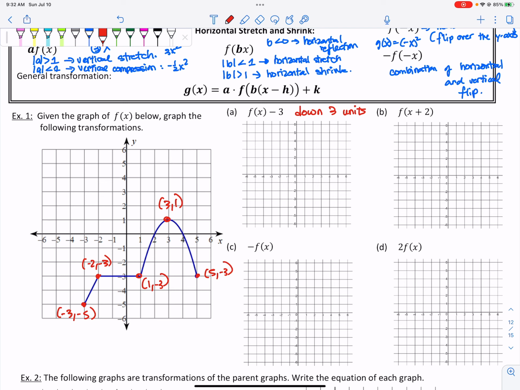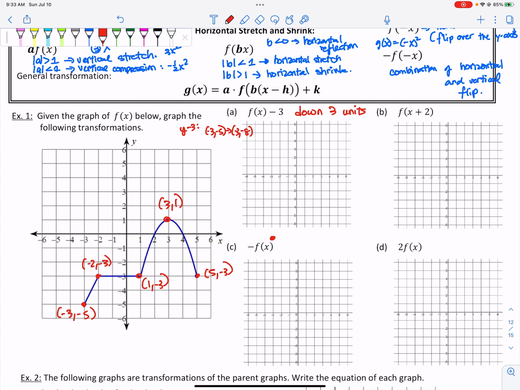So if I take this point and move down 3 units, 1, 2, 3, then the y value here is going to be subtracted by 3, which would give us a negative 8. So let's write that down here. That (-3, -5) is going to turn into (-3, -8), because you're subtracting the y value by 3 units.